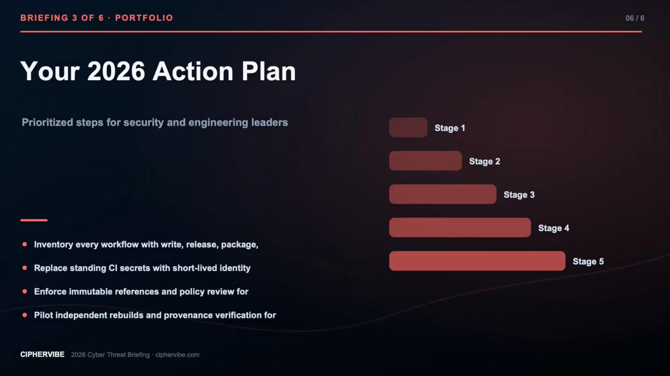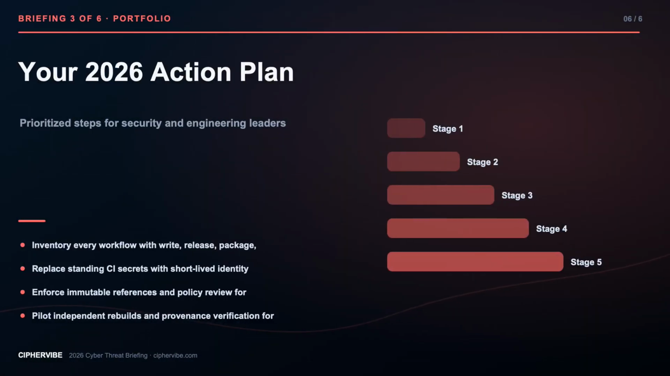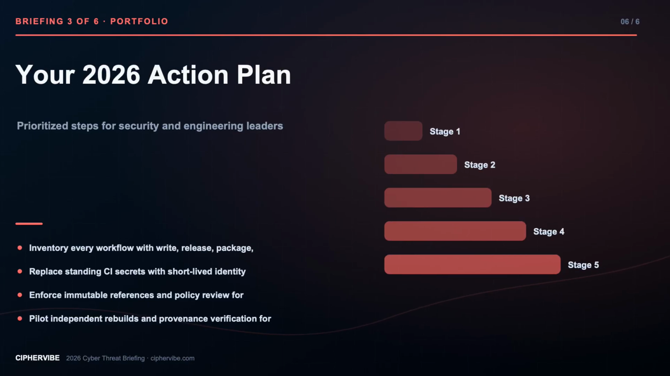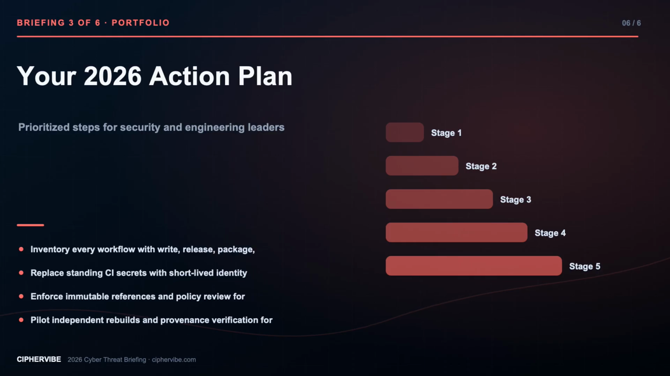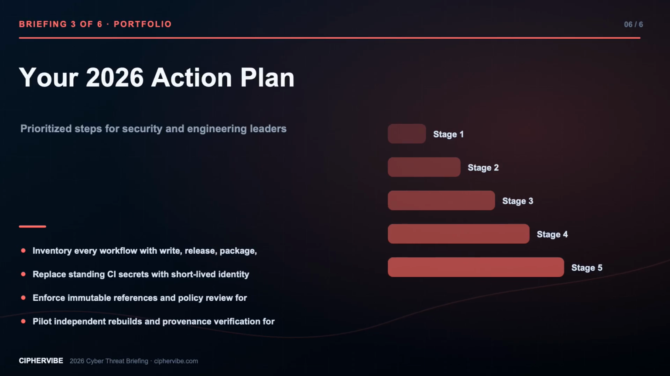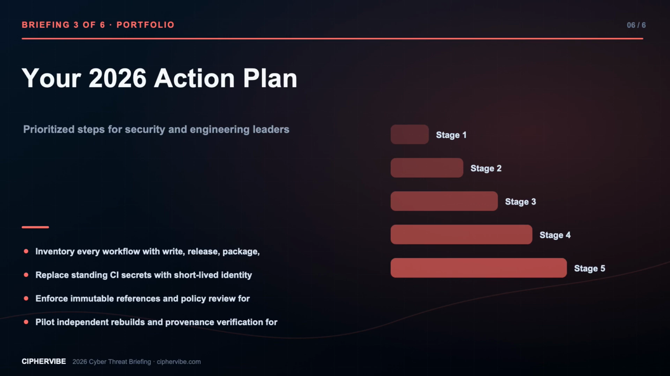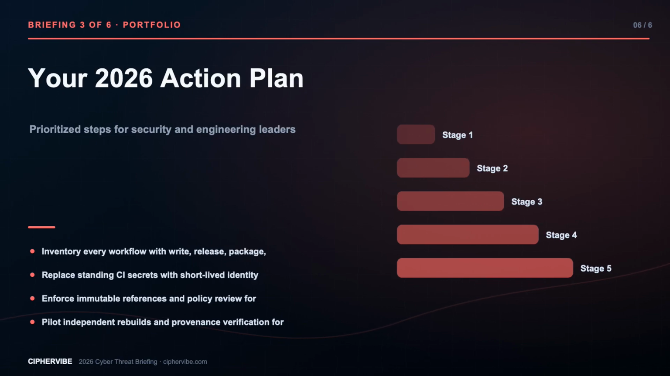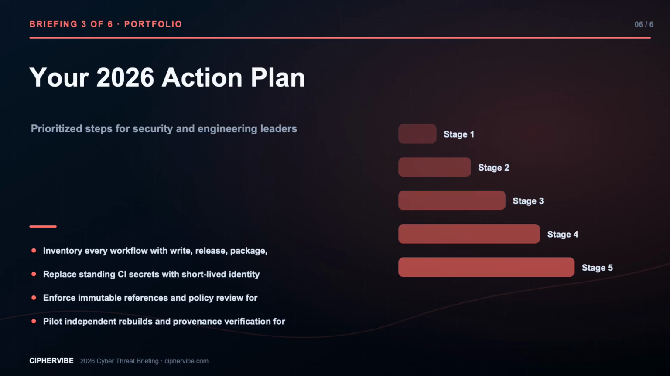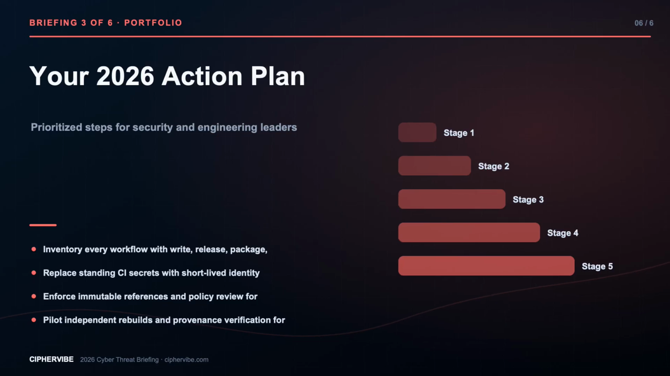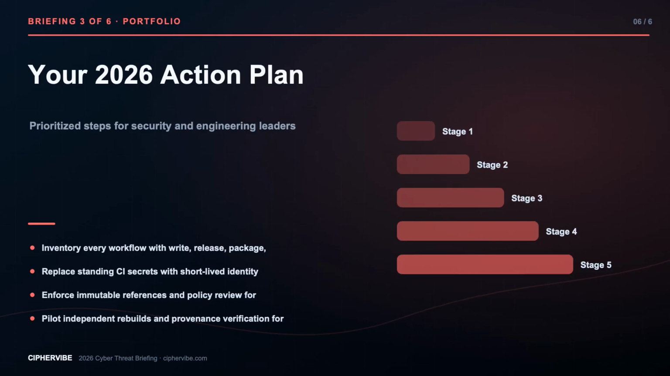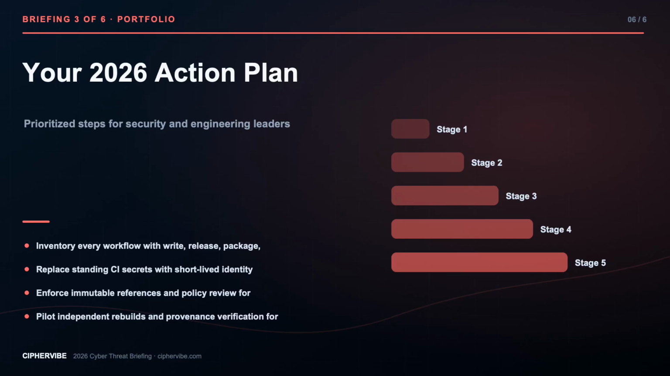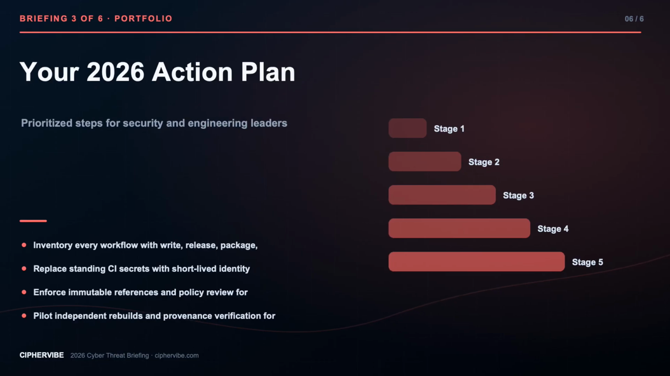Turn this briefing into an action plan. First, inventory every workflow with write, release, package, cloud, or signing authority. Second, replace standing CI secrets with short-lived identity and remove unnecessary workflow permissions. Third, enforce immutable references and policy review for actions, containers, packages, and build scripts. Fourth, pilot independent rebuilds and provenance verification for the most widely deployed components. Fifth, exercise a malicious release response that includes downstream discovery and complete credential rotation.